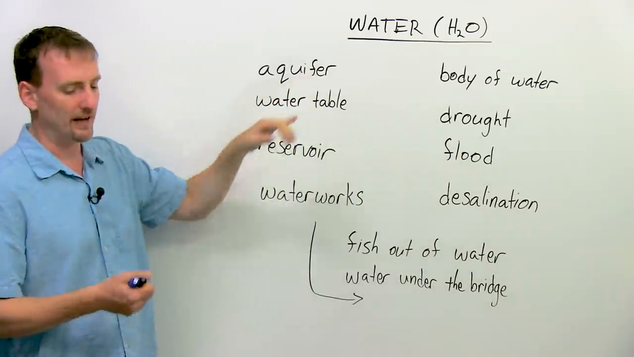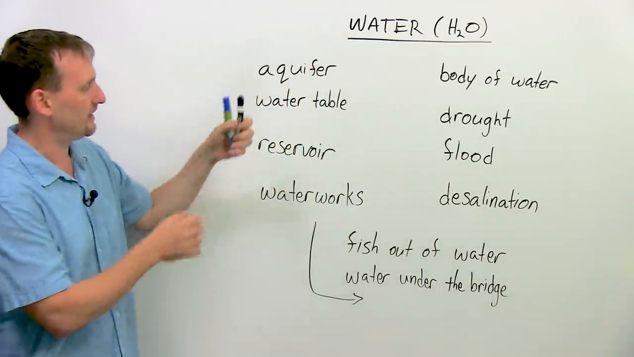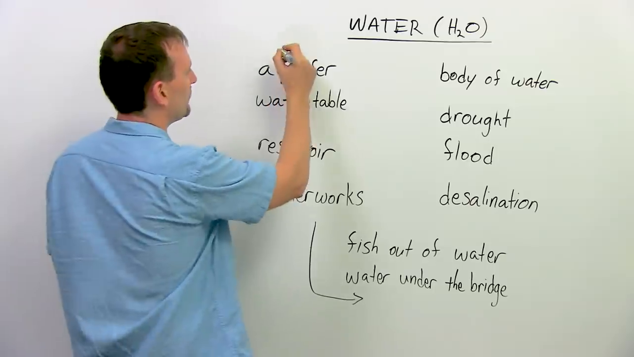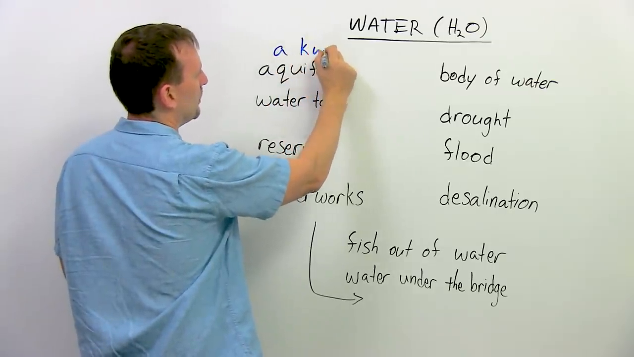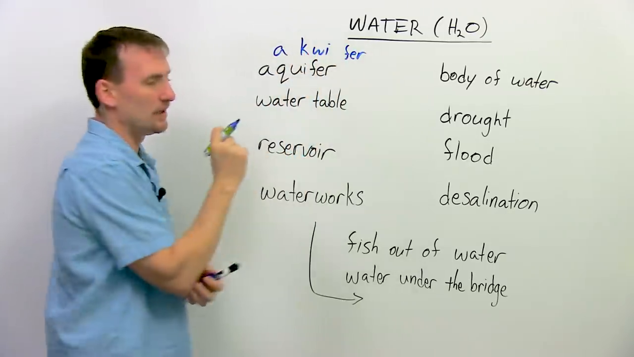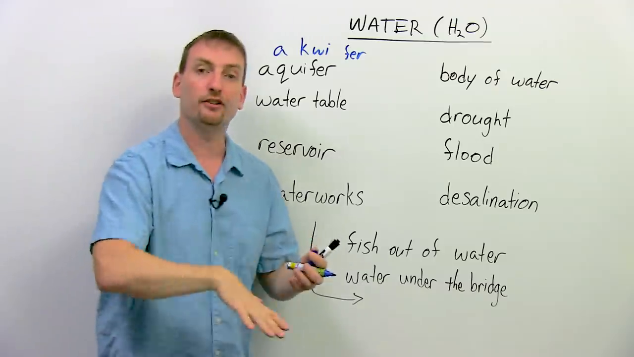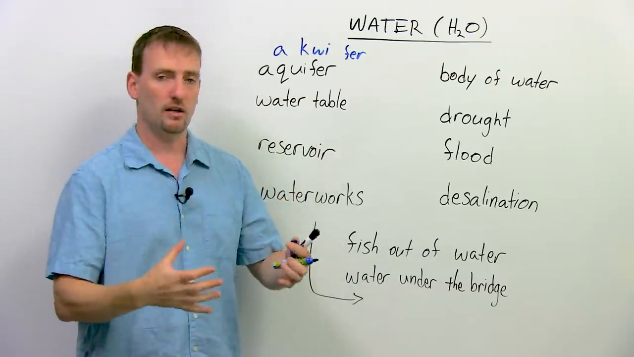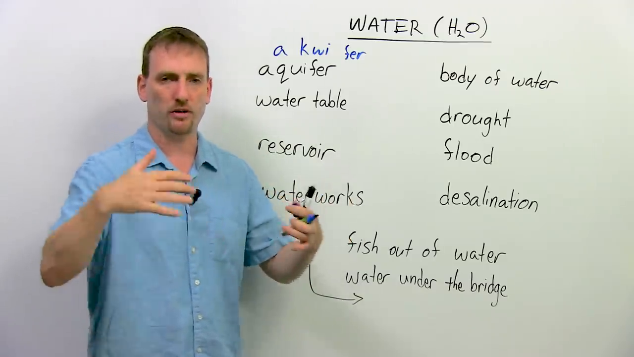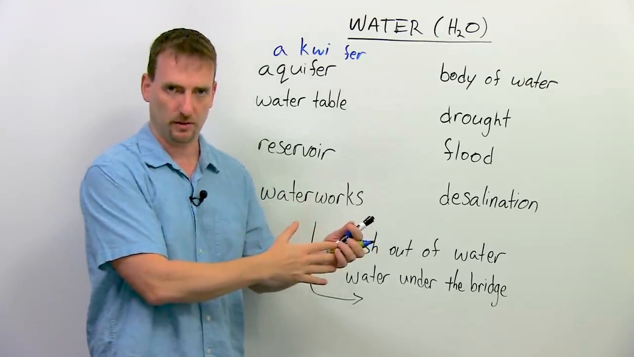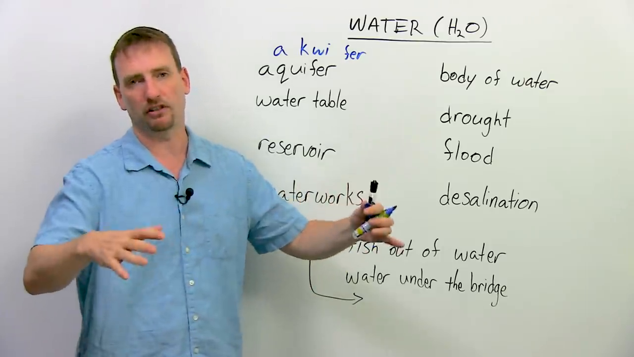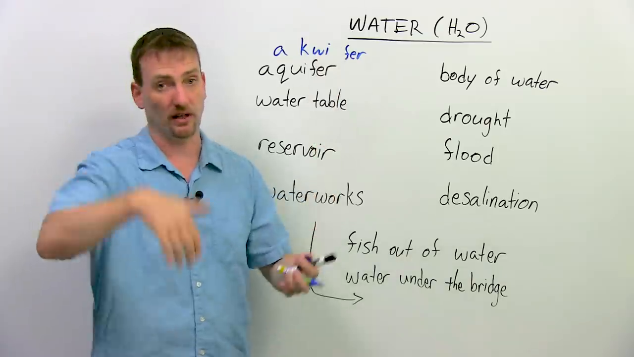In the ground, we have to think about aquifer. This is A-Q-U-I-F-E-R, aquifer. An aquifer is the level underground where there's a rock, but the rock is soft enough that water can basically pass through it, okay? This is what keeps the water in place, and eventually it'll come up or we can go down and dig it up.